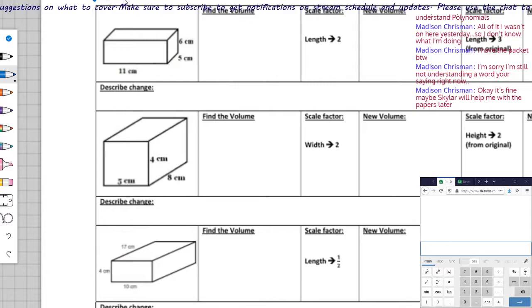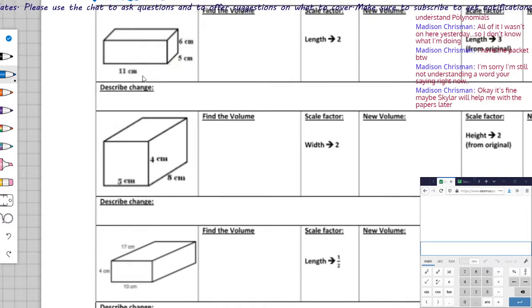Volume is going to be length times width times height. So if I wanted to find the volume of this, it's best to label it so you know, if you have to change any of the attributes, which dimension you're going to change. But we are going to notice something once we get through this about what's occurring, so you may not even need to label it so much as just see what the trend is.